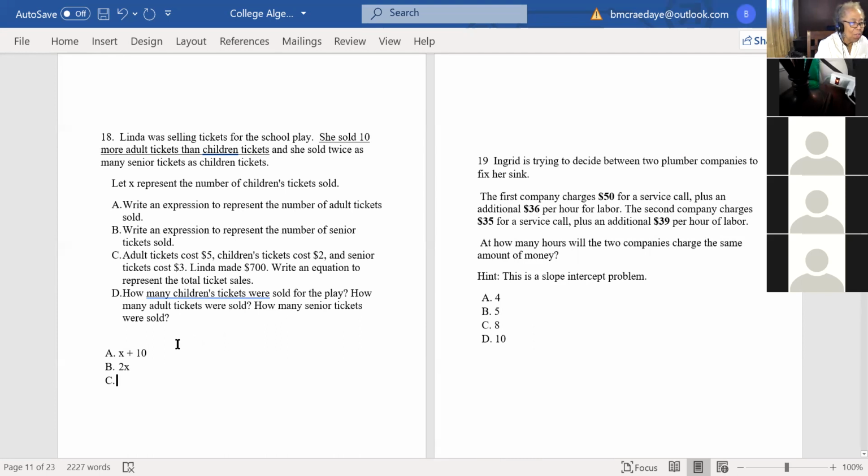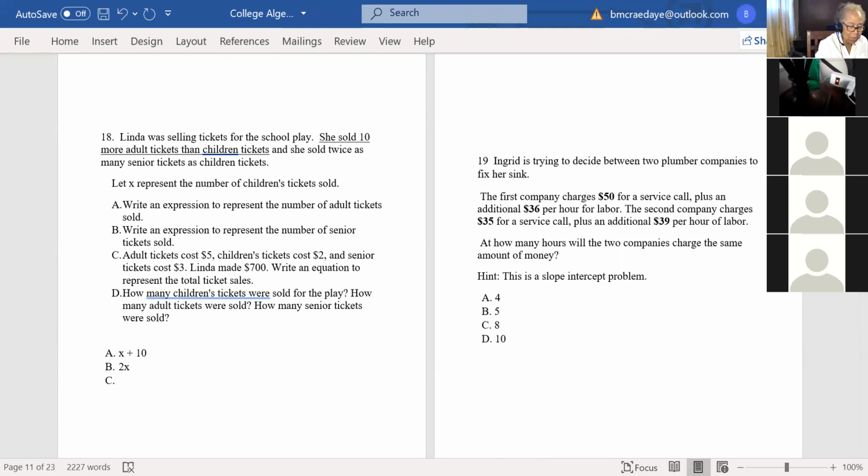Well, you know the adult tickets are X plus 10, right? And that's going to be times the $5. The children's tickets are X, so that's going to be 2X, right? And 65. What about the senior tickets? The senior tickets, twice senior, is the X. So 2X times the $3. Yeah. So put that all together.